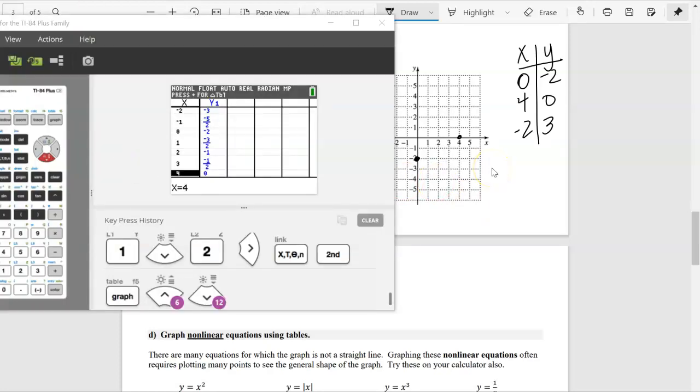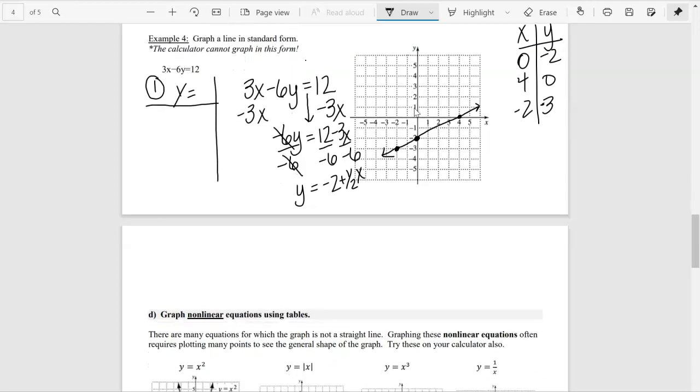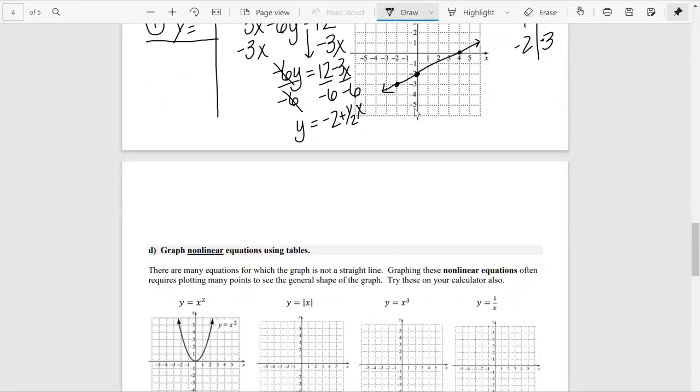Okay, I stopped that because I realized I must have written down something wrong, and I did. It's negative 2, negative 3, not negative 2, 3. So negative 2, negative 3 is right here, and you can tell that that makes a straight line, so you know you're on the right track. And there's our point. So we graphed our line in standard form. We just picked some things that would be easy for us to plot.